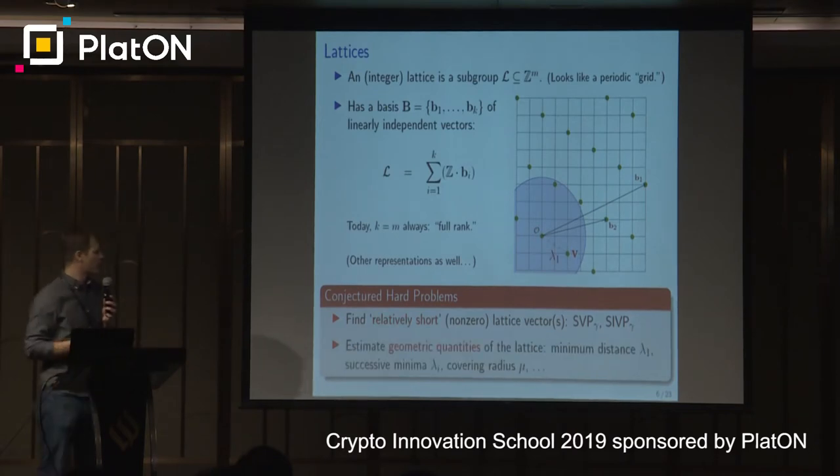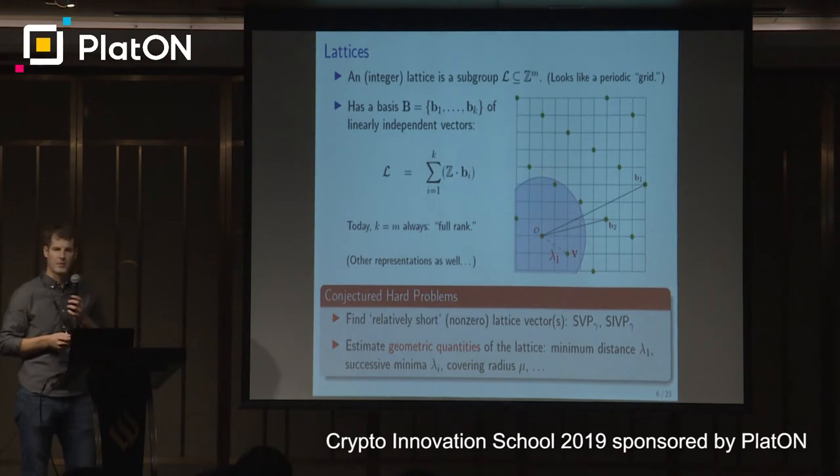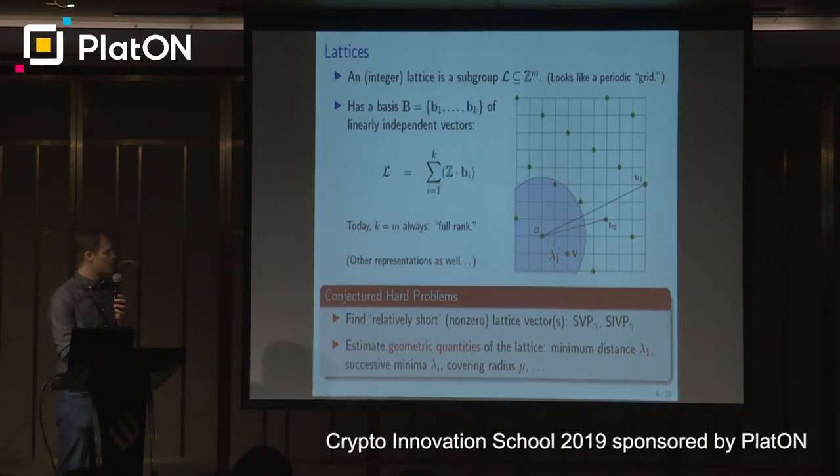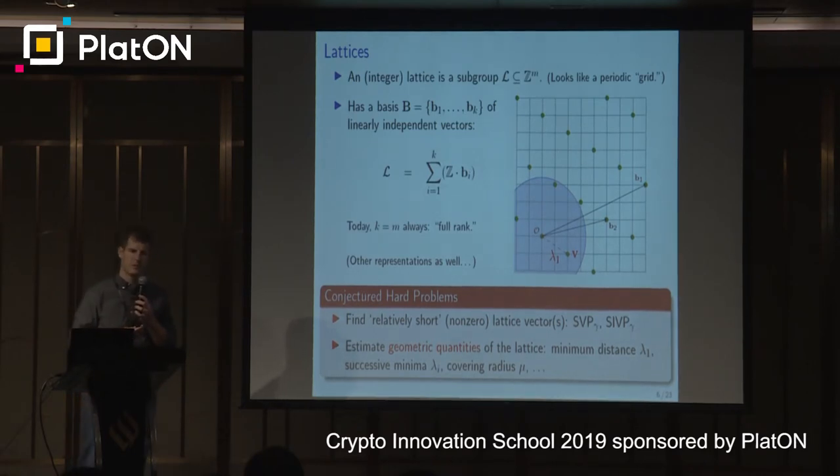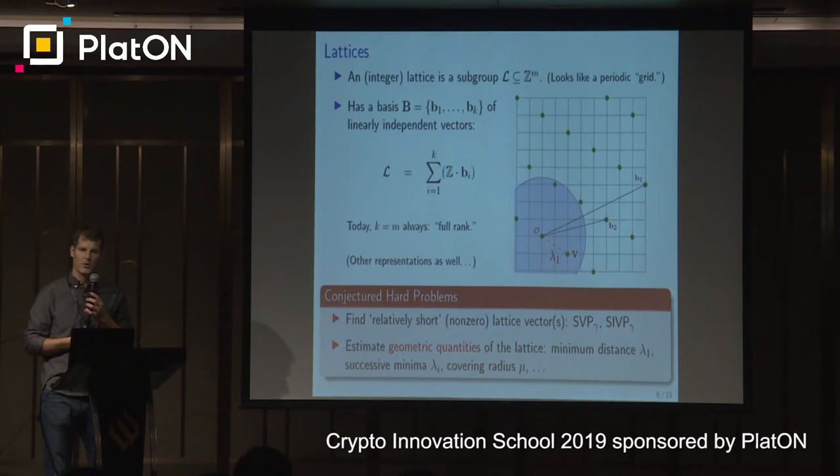There are other problems relating to lattices which appear to be hard, for example, to estimate various geometric quantities associated to the lattice. For example, the minimum distance, which is denoted by lambda sub 1, is the length of a shortest vector in the lattice. So the distance between the origin and V here is the minimum distance, or lambda 1, of the lattice. One problem you can ask is to find the minimum distance of a lattice. You don't necessarily have to find a shortest vector, but just find the length of a shortest vector. Similarly, there are other quantities called the successive minima, the covering radius, mu, and others. It appears that all of these quantities are very difficult to compute, even approximately, in lattices.